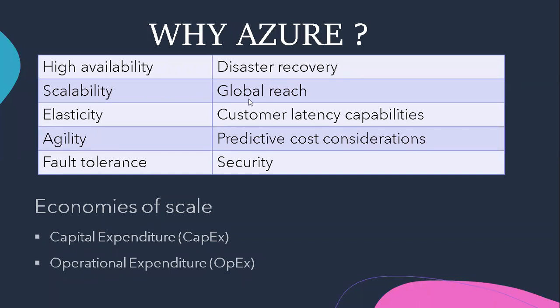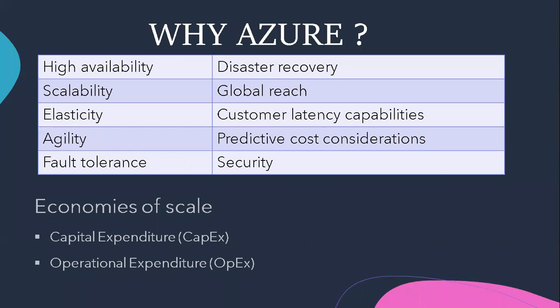Global reach. Azure has data centers across the globe, so it provides us global reach. If you want to deploy resources in the US, UK, Germany, Middle East, Africa, Asia, China, Australia, anywhere, you can deploy them with its help. They have their data centers across the globe.